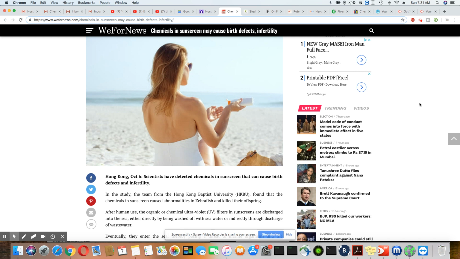In the study, the team from the Hong Kong Baptist University found that chemicals in sunscreen cause abnormalities in zebrafish and killed their offspring. Now, you may ask, why zebrafish? Because it's in their genetics. It's not in ours. You know, you can test us. We don't have any primate, and we certainly don't have any zebrafish and dogs and whatever else is floating around.